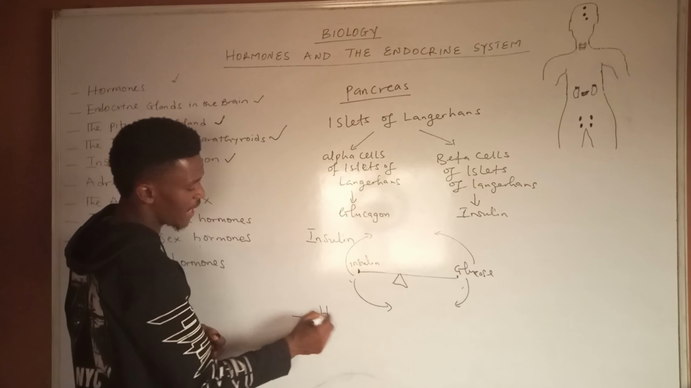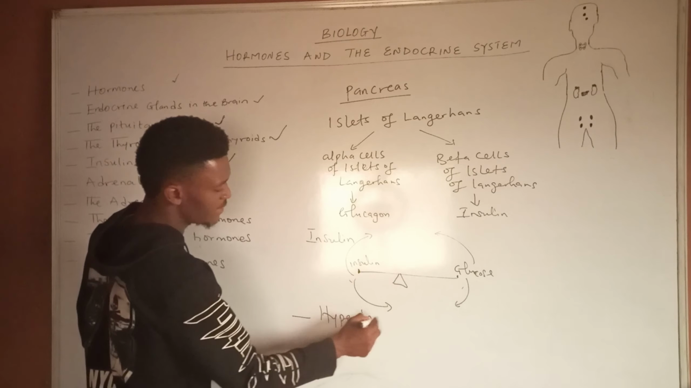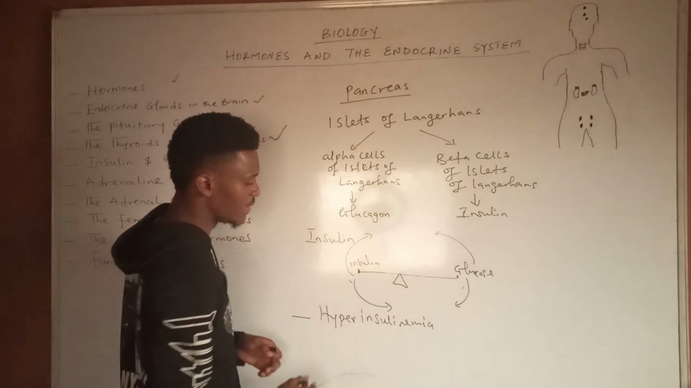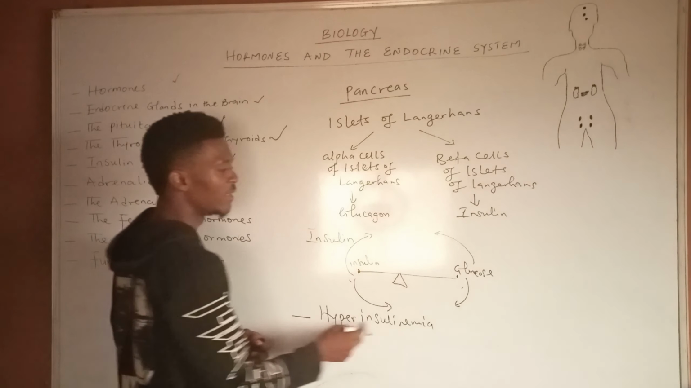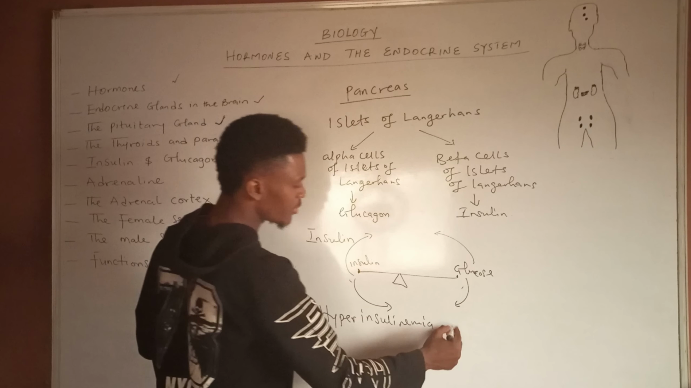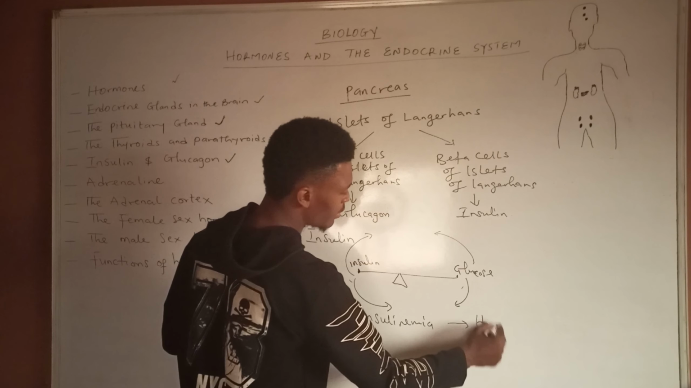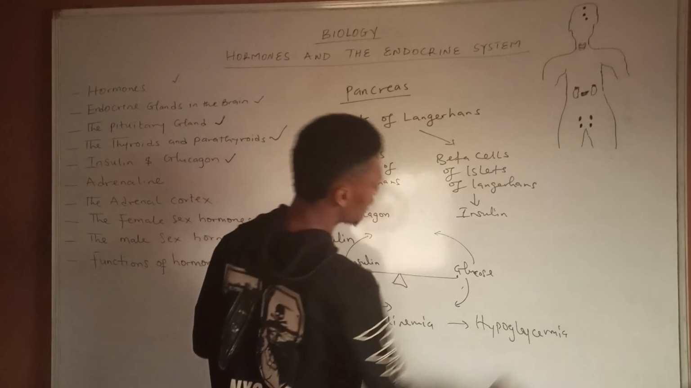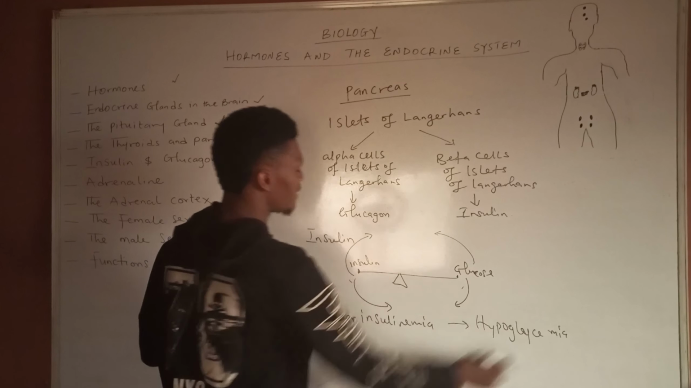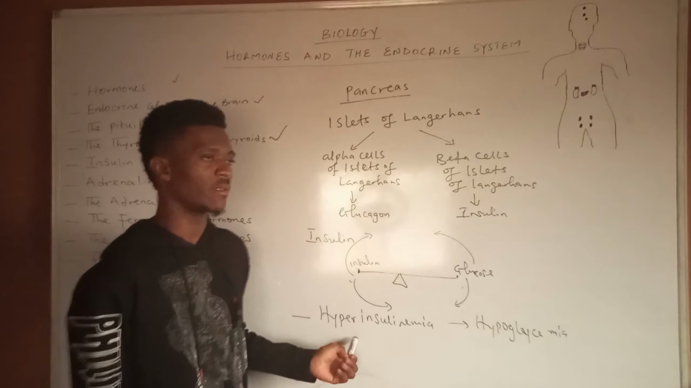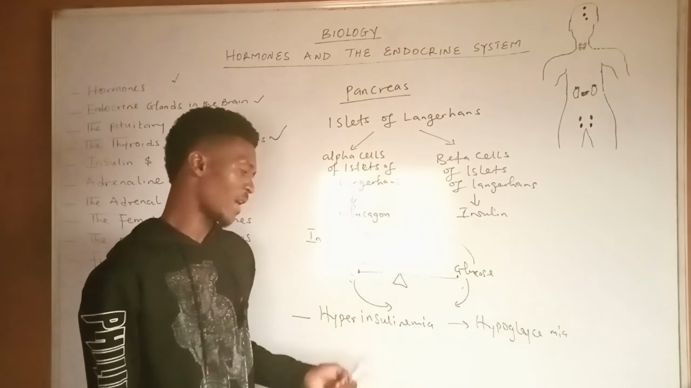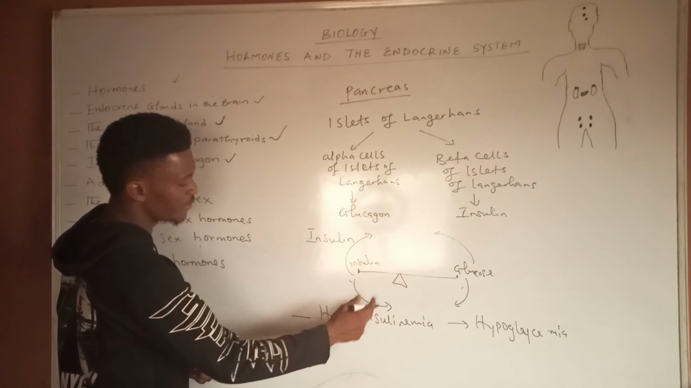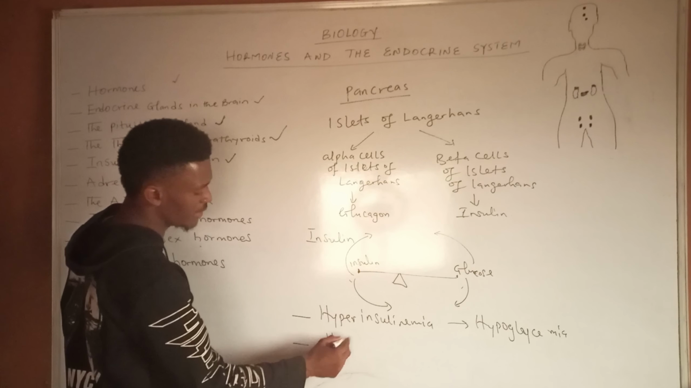So now the thing is this: when there is excess insulin in the body, it is known as hyperinsulinemia. This hyperinsulinemia leads to a drop in the glucose, which is called hypoglycemia. Hypoglycemia is a condition that results when there is excess of insulin. That's hyperinsulinemia.